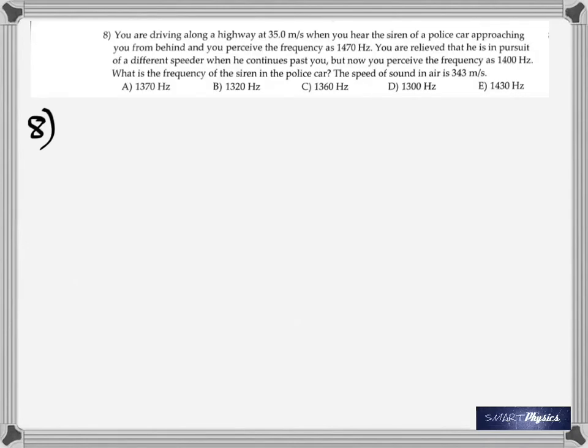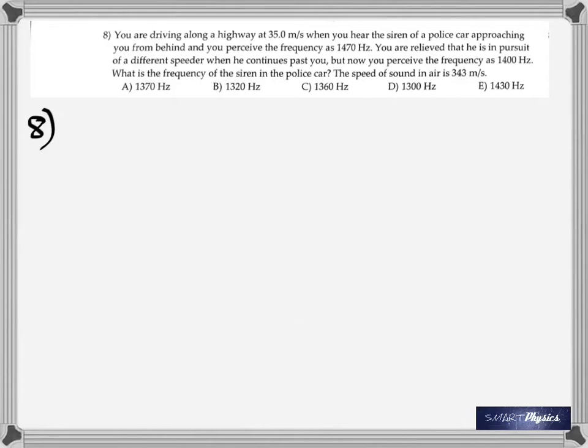In the eighth question, you are driving along a highway at 35 meters per second. You hear the siren of a police car approaching you from behind, and you perceive the frequency as 1470 hertz. You're relieved that he's in pursuit of a different speeder when he continues past you, but now you perceive the frequency to be 1400 hertz. What's the frequency of the siren in the police car? The speed of sound is 343 meters per second.